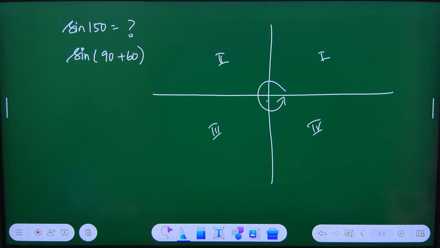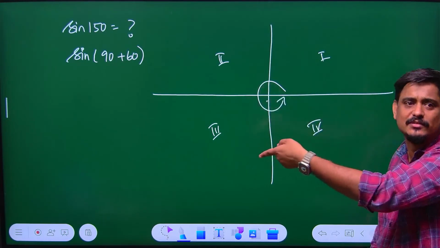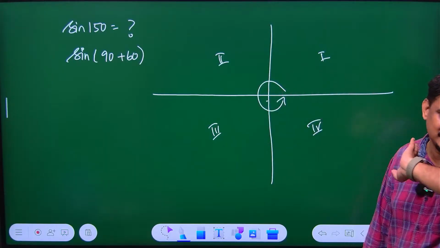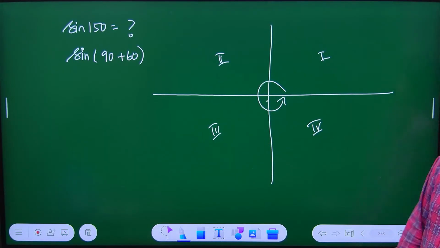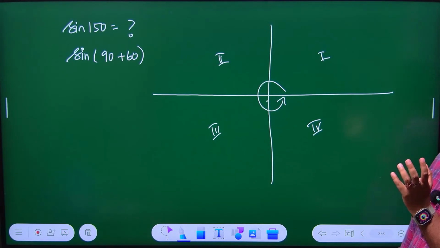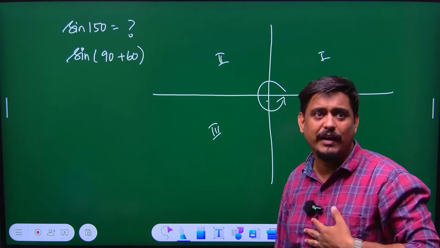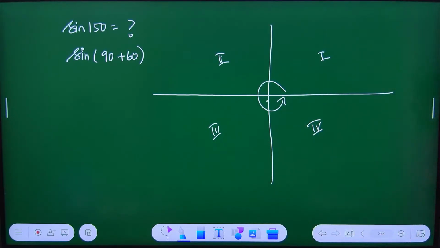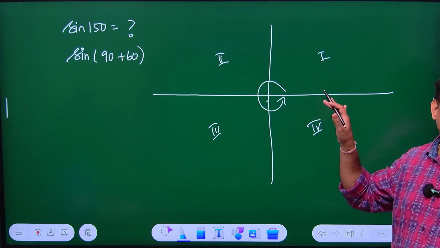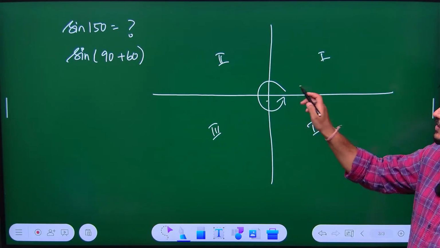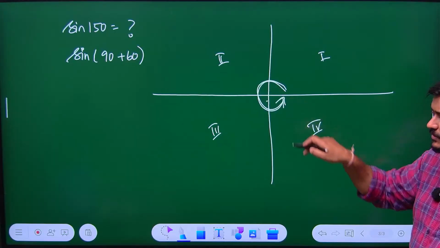So here the angle is moving in anti-clockwise direction. Don't start moving in clockwise direction. It is an anti-clockwise direction. Is it clear to you? Each quadrant. Sir, could you repeat this concept, sir? I will repeat once again. I said that there are four quadrants, and in four quadrants, it is going in the anti-clockwise direction.